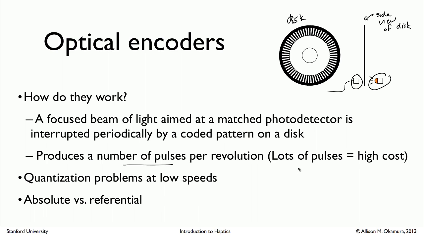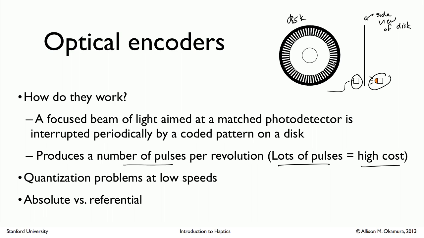The only thing to point out with optical encoders in terms of cost is that lots of pulses typically equals high cost, because then you have to have very precise drawing or manufacturing of the slits on the disc. One thing to be concerned about with optical encoders is that there can be quantization problems at low speeds, because if the disc is moving very, very slowly, it's only very rarely that you're going to see a jump from there being a slit to there not being a slit. We'll look at this in more detail in the next slide.